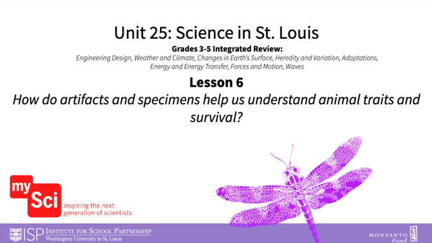In this lesson, students will be answering the question, how do artifacts and specimens help us understand animal traits and survival? Students will review the idea that organisms inherit traits from their parents. Students will also see that if an organism inherits a trait that helps it to survive, it's more likely to pass that trait on to its offspring. Over time, successful traits can become predominant in groups of organisms.